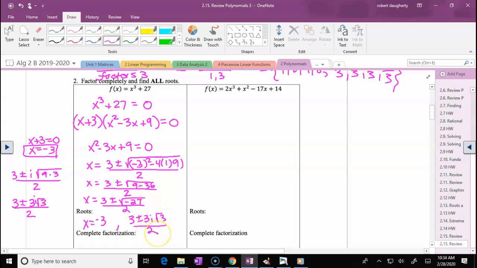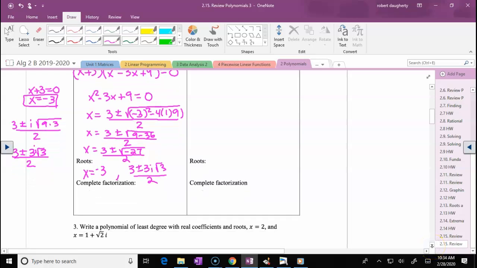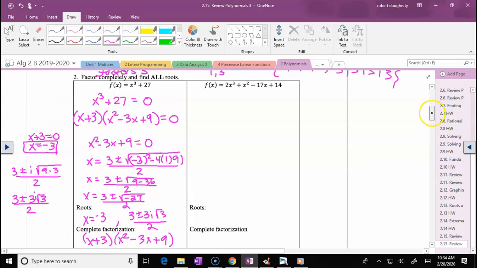Okay? And the complete factorization of this polynomial, the rational factorization, is just x plus 3 times x squared minus 3x plus 9, okay? I would be very explicit if I want you to see complex numbers in the factorization, okay? So in this one I'm seeing rational numbers in the factorization.